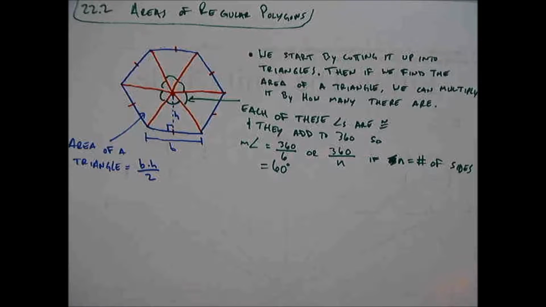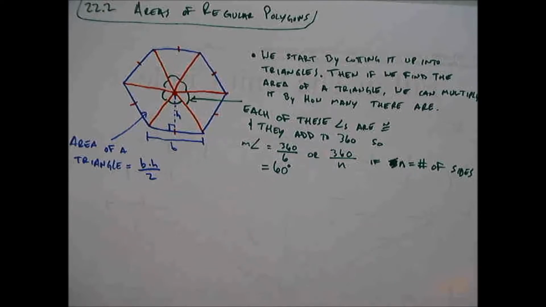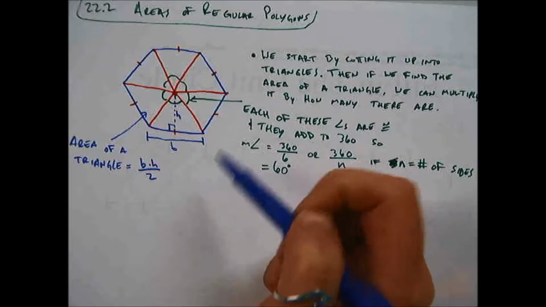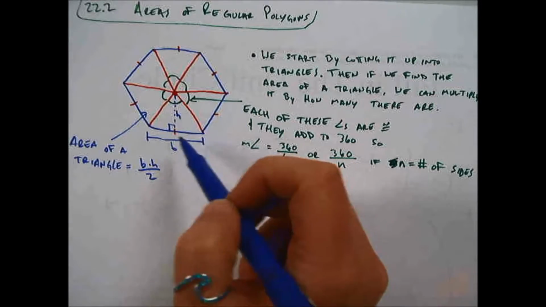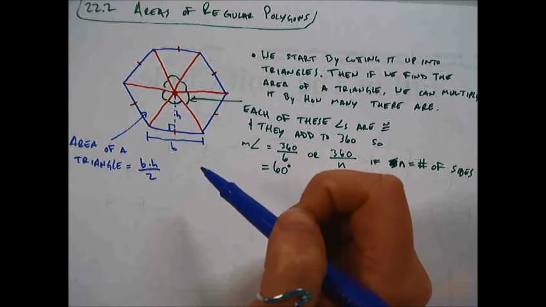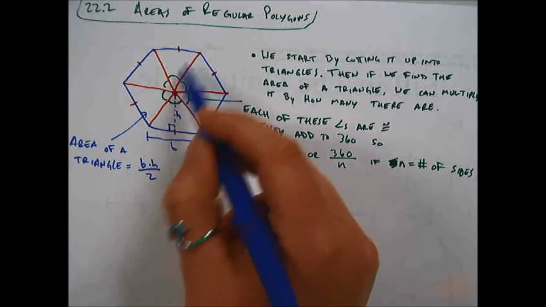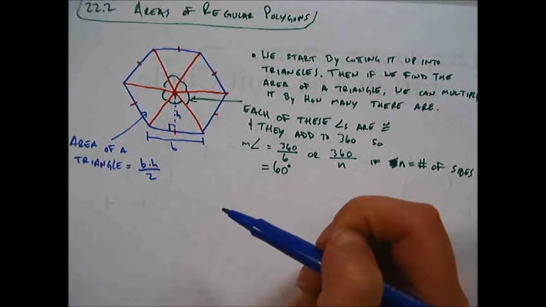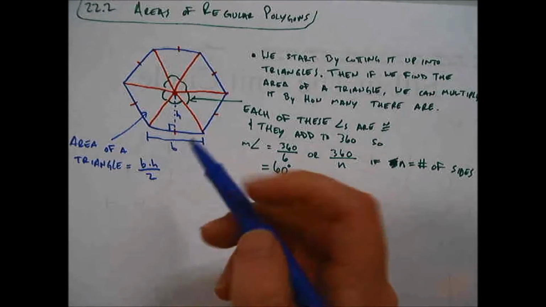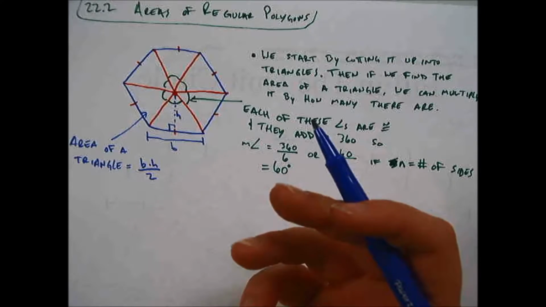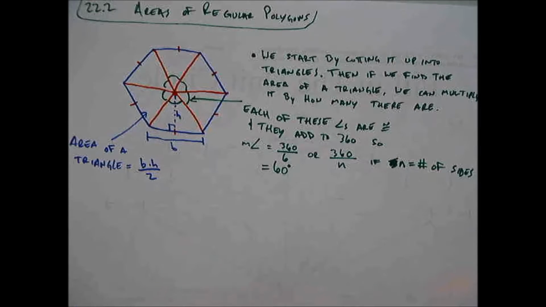Okay, so we start with this regular polygon here, and what we know about regular polygons is that all of the sides are the same and also all the angles are the same. So that means that to find the area, if I cut this thing up into a bunch of triangles like this, then we can just find the area of one of those triangles, and since all those triangles are the same, we can just multiply it by how many triangles there are to get the area. And we know how to find areas of triangles, so we're going to start there.